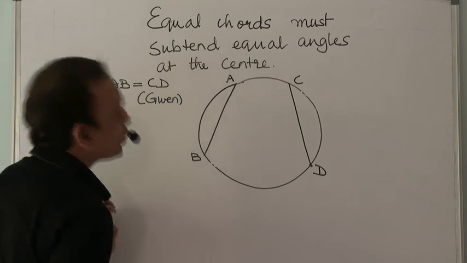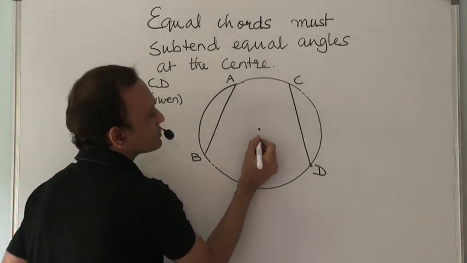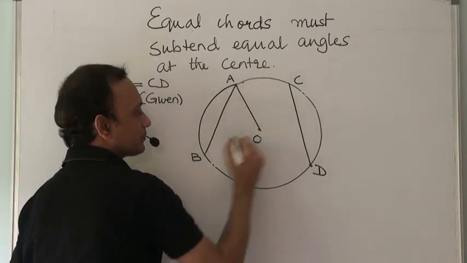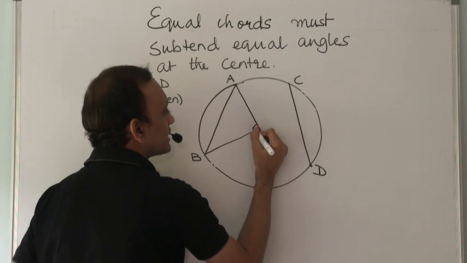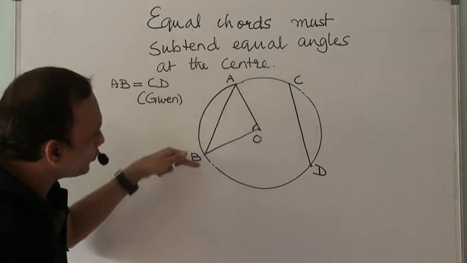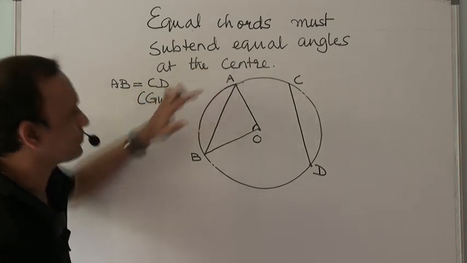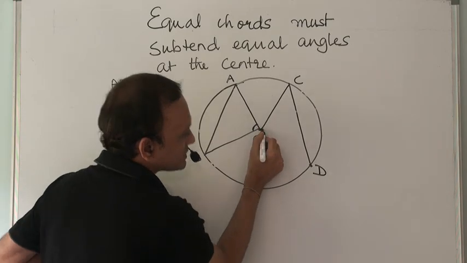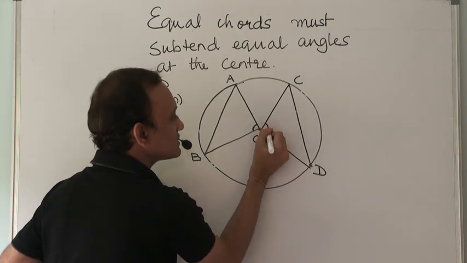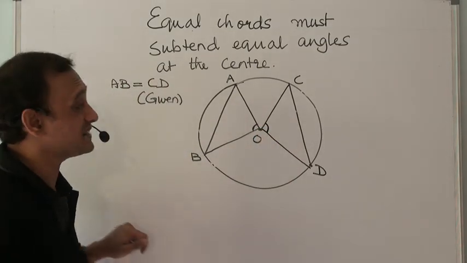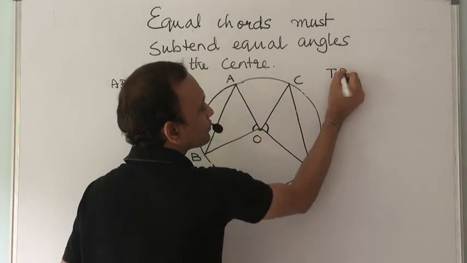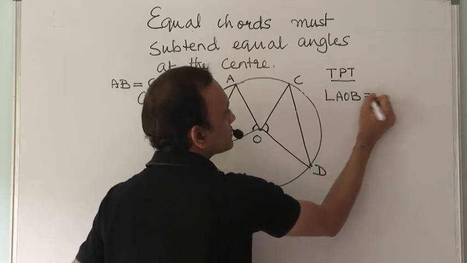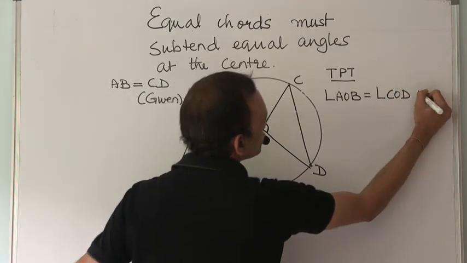Now what we want to show is that if O is the center, then the angle subtended by AB is angle AOB. Angle AOB is the angle subtended at the center by AB. To prove that this must be equal to the angle that CD subtends at the center. That means to prove that angle AOB is the same as angle COD. This is what we want to prove.